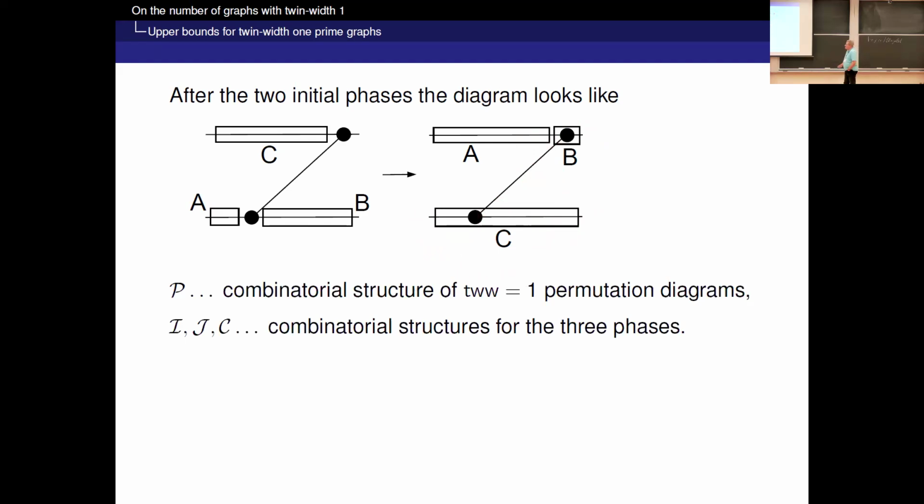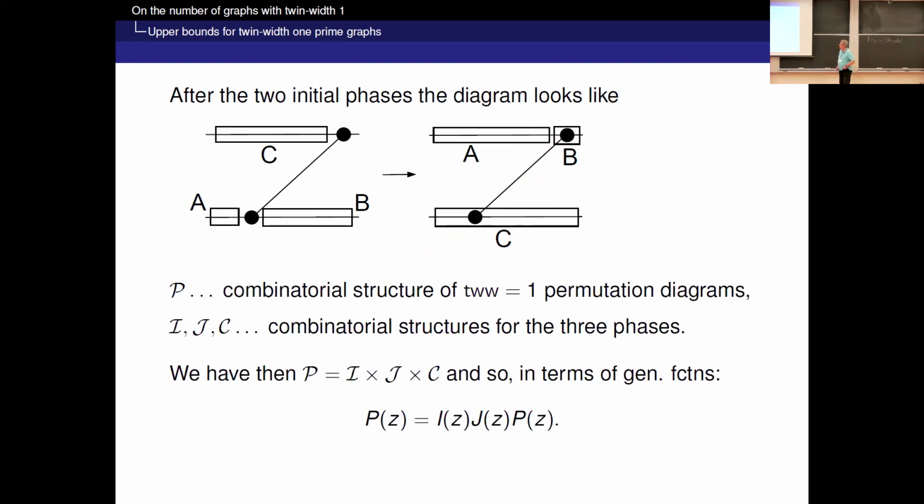So let P be the combinatorial structure of those permutation diagrams, and A, B, and C the combinatorial structures for the three phases. And we need to concentrate only on C. So we have P is just this product, where the generating function is therefore also this product of A, B and C. And the dominant singularity comes from that C, as it turns out. So we concentrate only on this.